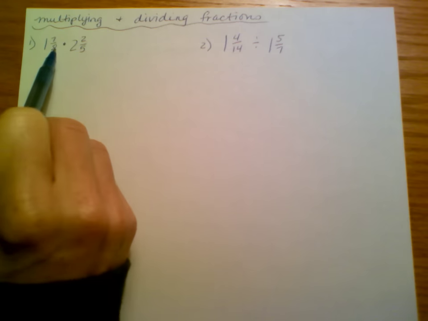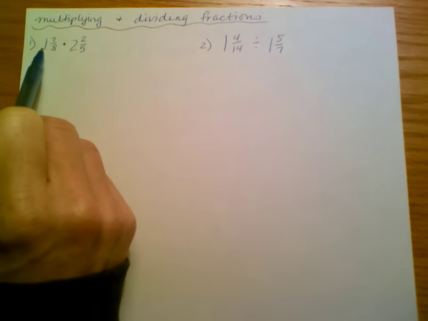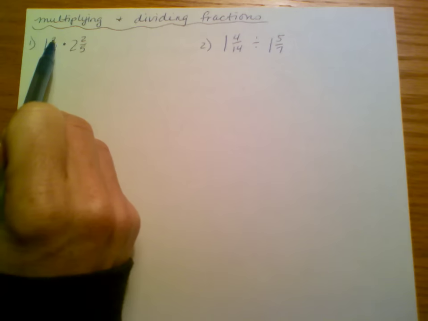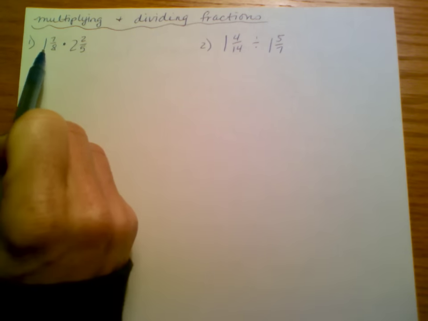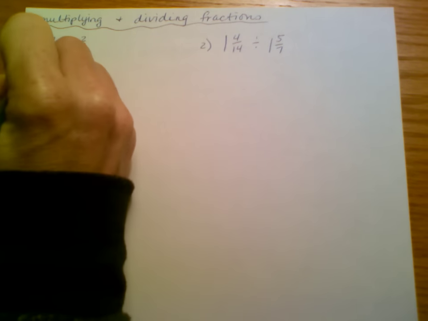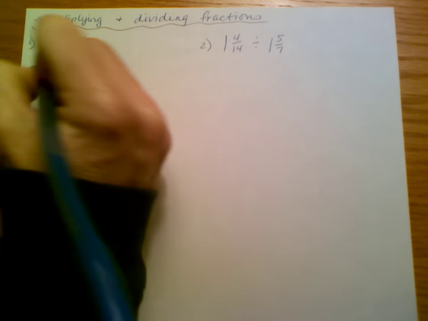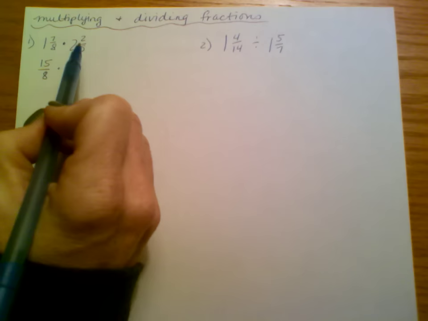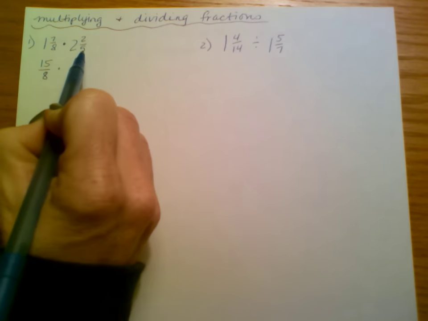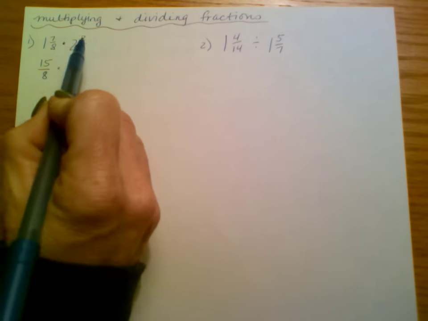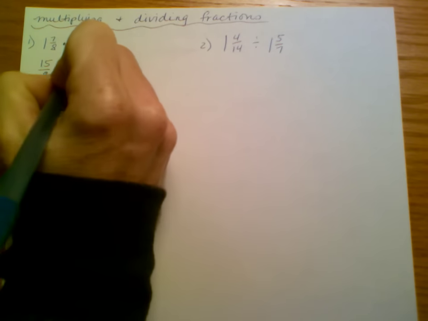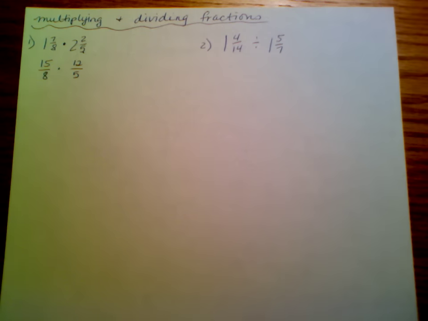So you take the bottom number 8 times the whole, which is 8 times 1, and then we add the 7. So 8 times 1 is 8, plus 7 is 15. Denominator stays the same. So I'm going to do the same thing here. 5 times 2 is 10, plus 2 is 12 fifths. Now I could multiply straight across, and I'm going to get some really big numbers, and then I'm going to have to simplify. So an easier way to do this is to try to simplify ahead of time.